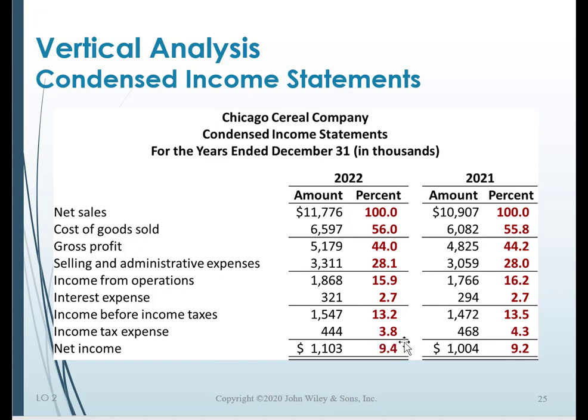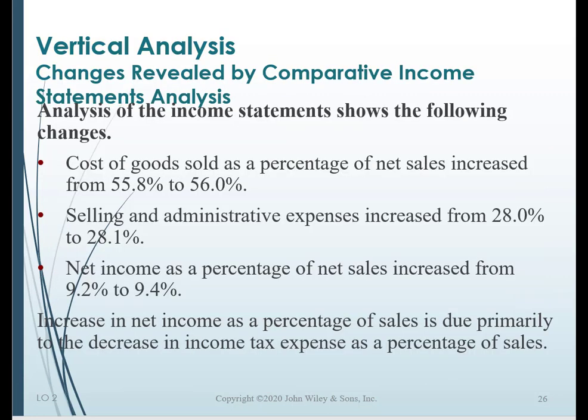Income tax, I think people find this to be the strangest, right? Income tax expense is 3.8%. That's not your tax rate. That's this number, 444, divided by the net sales number. So of every dollar that comes in the door, 3.8 cents goes to taxes. And in the end, again, 9.4% is the relationship of net income to sales, and that's an increase since last year.